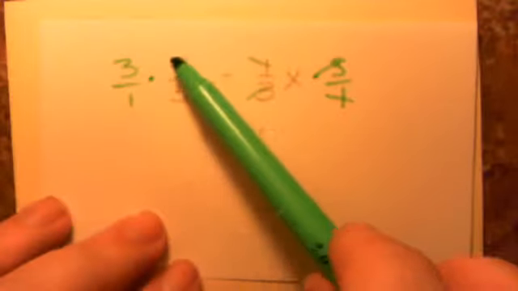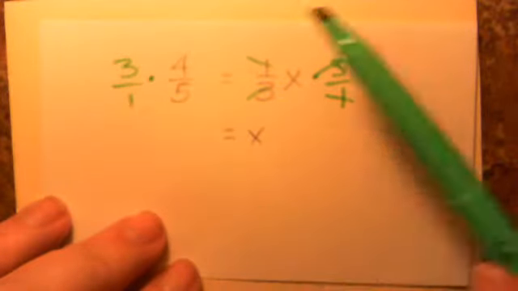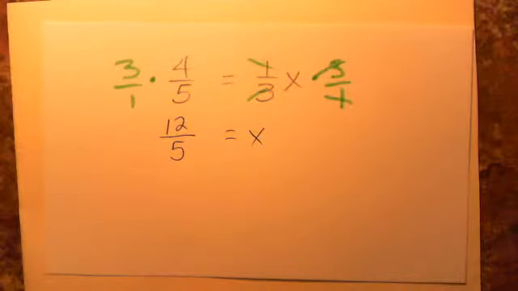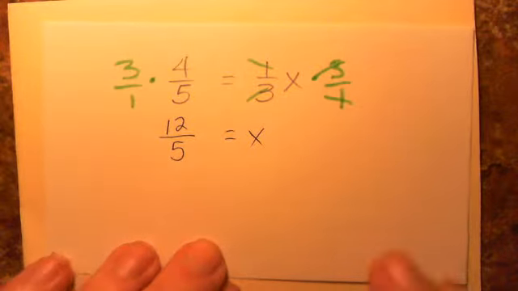And on the other side, this time, nothing cancels. Nothing cancels, so we multiply across the numerator for 12 and across the denominator for 5. So x is equal to 12/5. And 12/5 is an improper fraction. It is simplified, and so that's fine. We can leave it as a simplified improper fraction. Let's do another one of these.